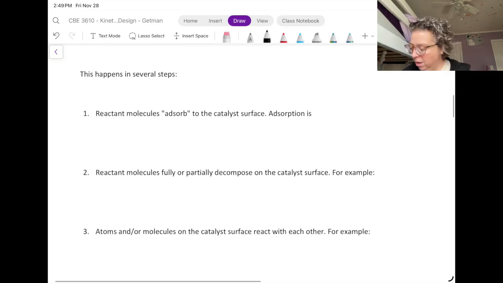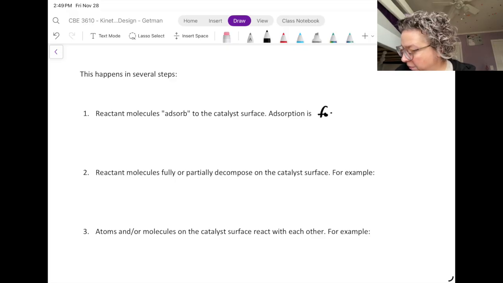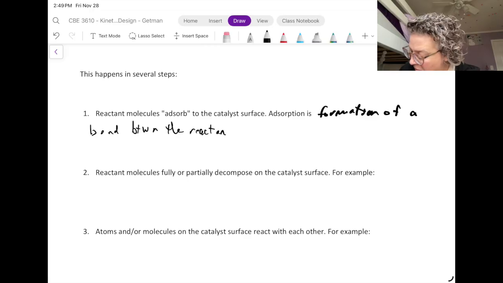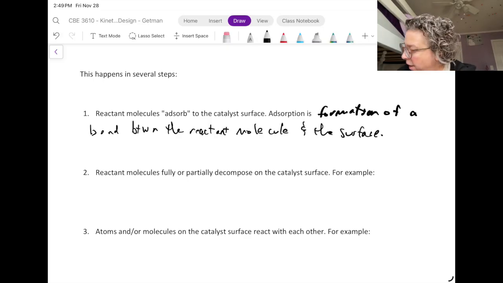In one step, reactant molecules from the gas phase adsorb to the catalyst surface. When we say adsorption, what we mean is formation of a bond between the reactant molecule and the surface. And this bond can be either chemical or physical.